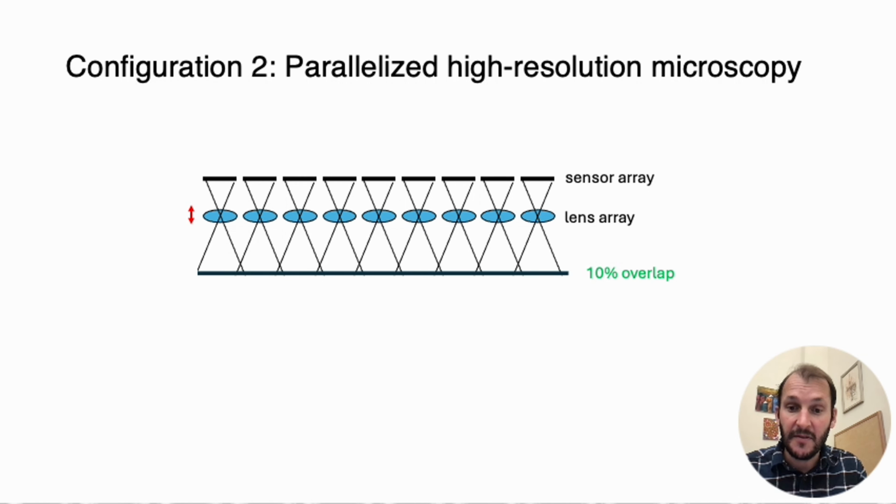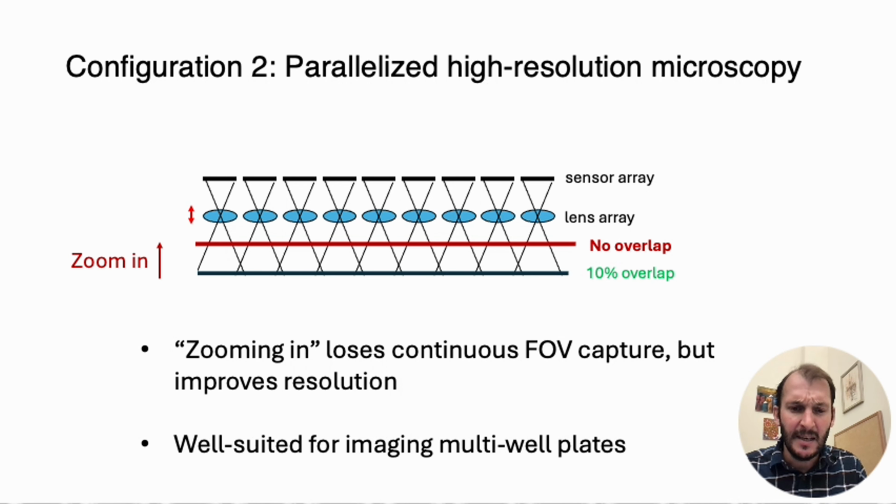So we can also configure our MCAM technology to not image a continuous area, but to instead zoom in more to see at higher resolution. So when we zoom in from where we were imaging in those previous examples at the black plane to now image at this closer red plane, you'll see that the individual fields of view of each of the microcameras do not overlap. And so this particular high-resolution configuration is really well suited for imaging multi-well plates where one wants to focus on the center of each well.